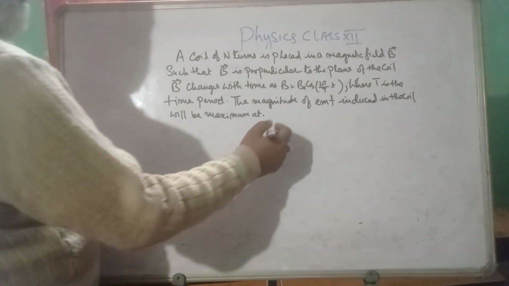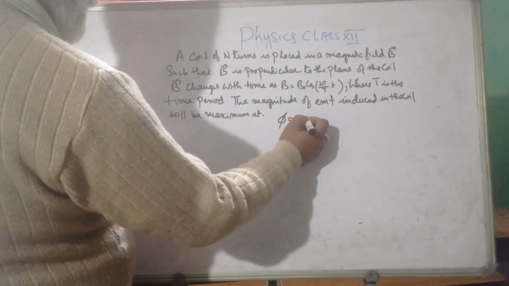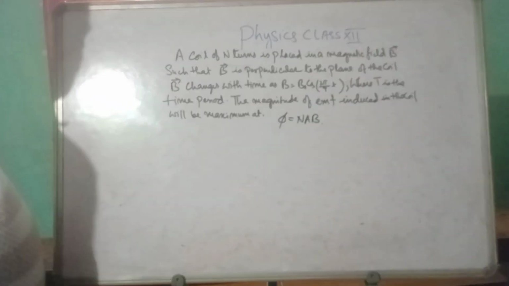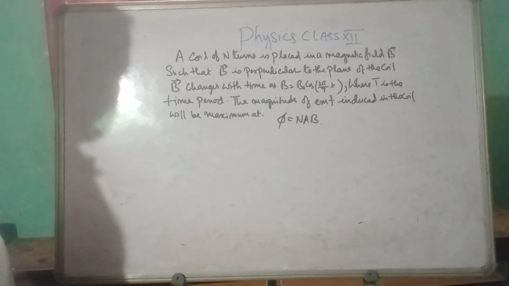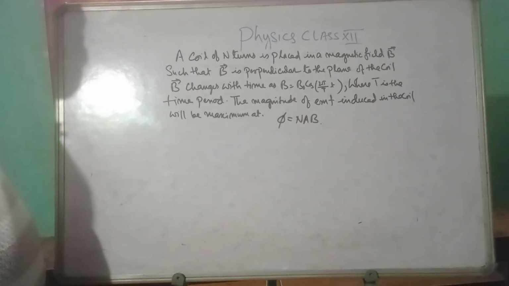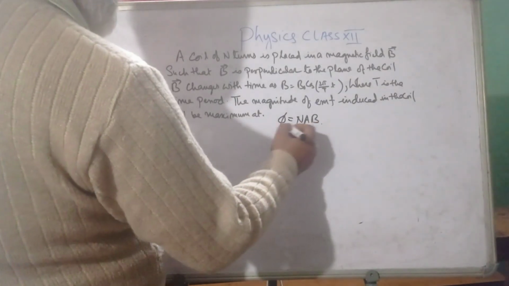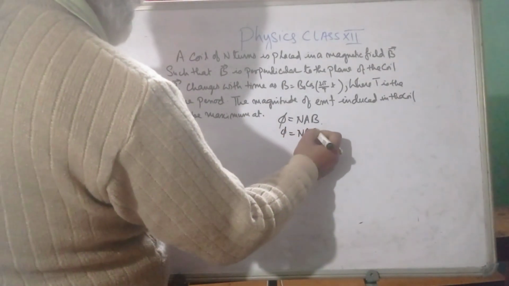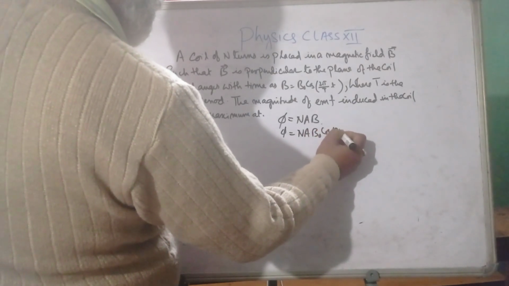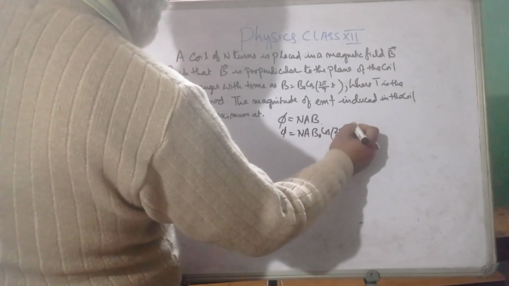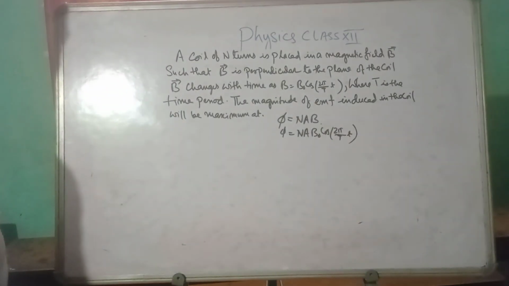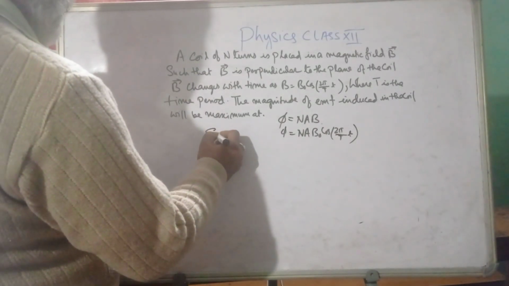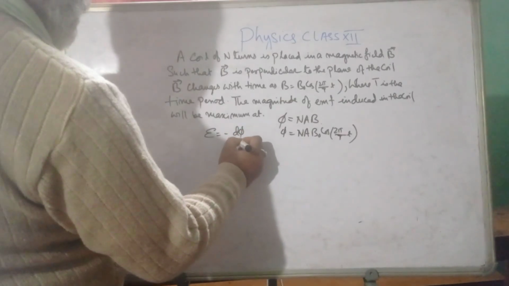And we know that phi is equal to NAB. That is the flux. We know that N is the number of turns, A is the area of the coil, B is the magnetic field. We know this. So here this is phi, B value is given to you, that is N A B naught cos 2 pi by T. This is given to you. And we know that induced EMF is equal to minus d phi by dt.